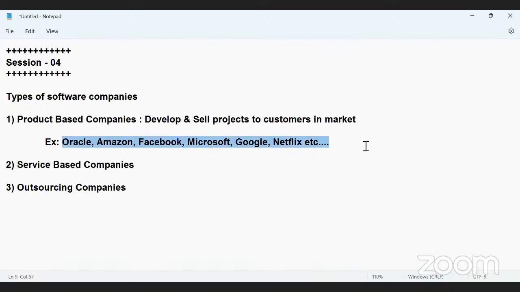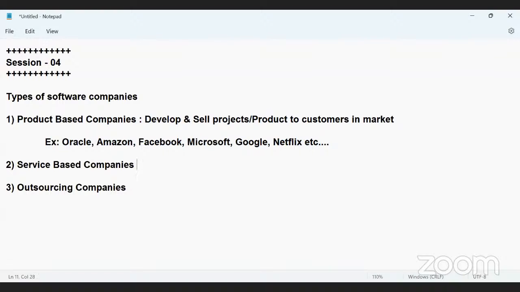These companies will develop the projects and they will sell their projects or products to the customers in the market. Nobody will give the requirements for these companies. They will think, they will get some ideas, they will analyze the market trend, and based on their ideas, they develop the projects, which are called products, and they will sell those products to the customers in the market.